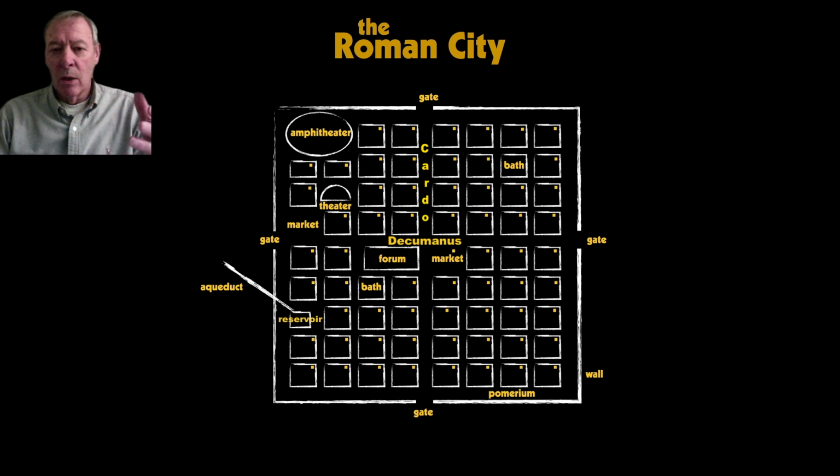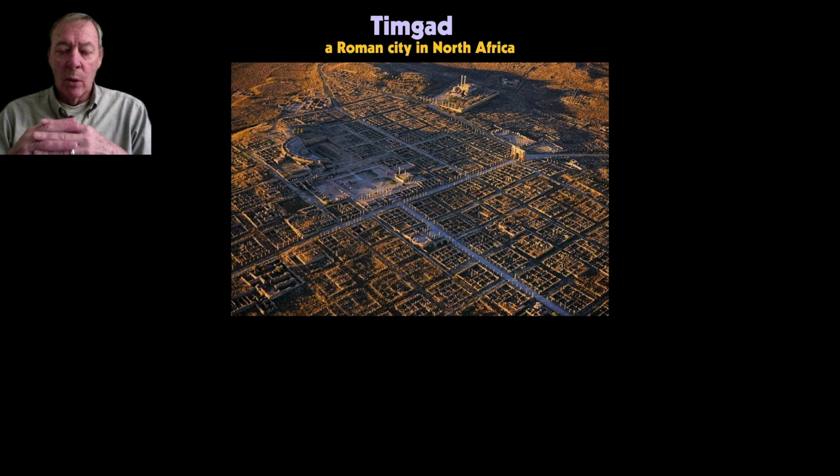So in this particular design that I've got here, the little gold squares on the corners would be the public fountains, so that very conveniently located for the citizens of the town. So here is an actual Roman city called Timgad. This is a Roman city located in North Africa today.